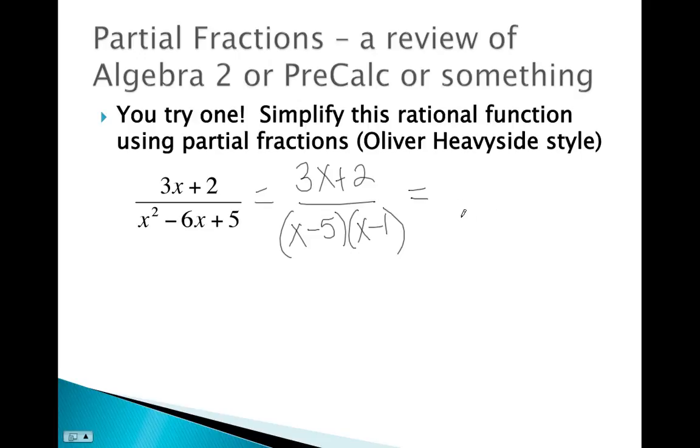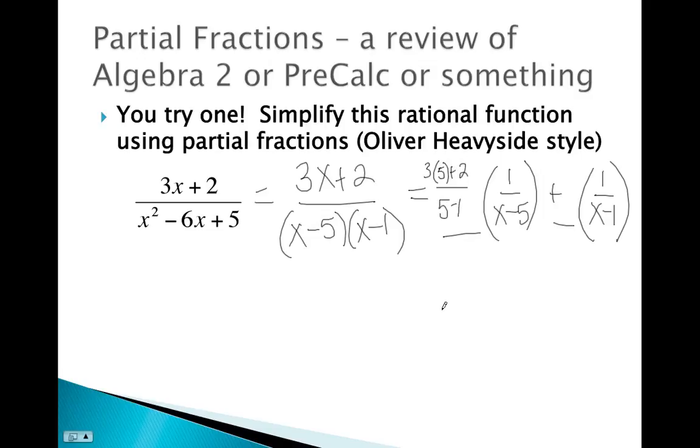And then you wrote this as, here's how I actually write it. I write it as something times 1 over x minus 5 plus something times 1 over x minus 1. I actually think that's cleaner than using the A's and the B's. The A's and the B's confuse me. So now I'm going to temporarily, except I can't, cover up the x minus 5. And I'm going to plug in what makes it 0, which is 5. And so I end up with 3 times 5 plus 2 over 5 minus 1, which is 17 over 4 times 1 over x minus 5.